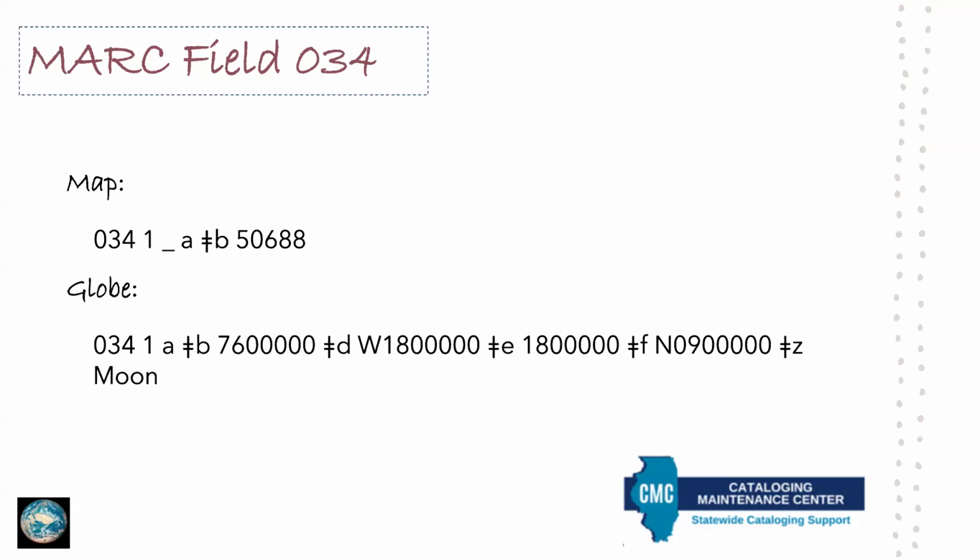And we end up with Z, used to record the name of the extraterrestrial body being cataloged. Extraterrestrial is key here. Specifically, BFAS says if subfields D through G do not describe anything on Earth, subfield Z should be used. Notice the subfield Z of moon in our globe example.